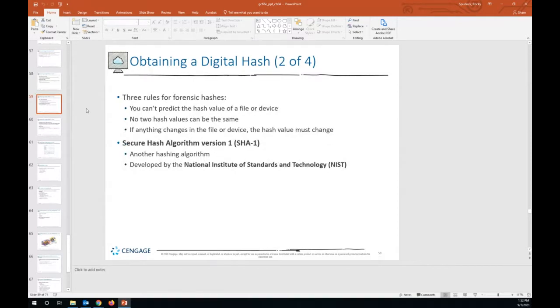The three rules for forensic hashes are: you can't predict the hash value of a file or device, and no two hash values can be the same. And as we said, if anything changes in the file or device, the hash value must change as well. The Secure Hash Algorithm version 1, SHA-1, is a forensic hashing algorithm created by NIST, the National Institute of Standards and Technology, and it's used to determine whether data in a file or on a storage media has been altered.